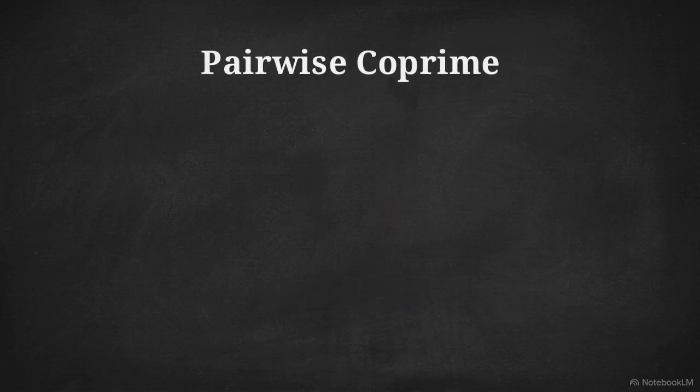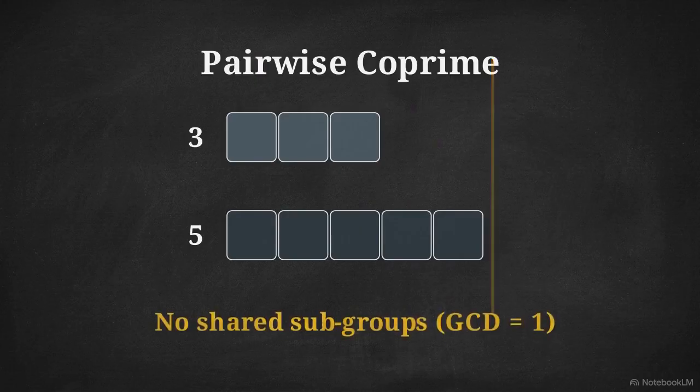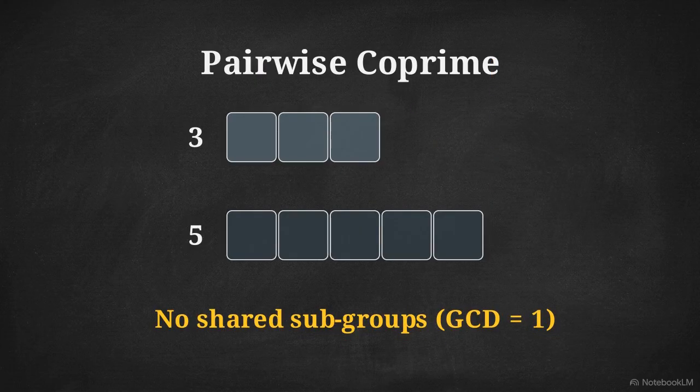For example, an unknown number leaves a remainder of 2 when divided by 3. That same unknown quantity also leaves a remainder of 3 when divided by 5. This works because of a specific mathematical condition. The divisors involved must be pairwise coprime. Since 3 and 5 share no common factors other than 1, they provide unique information.